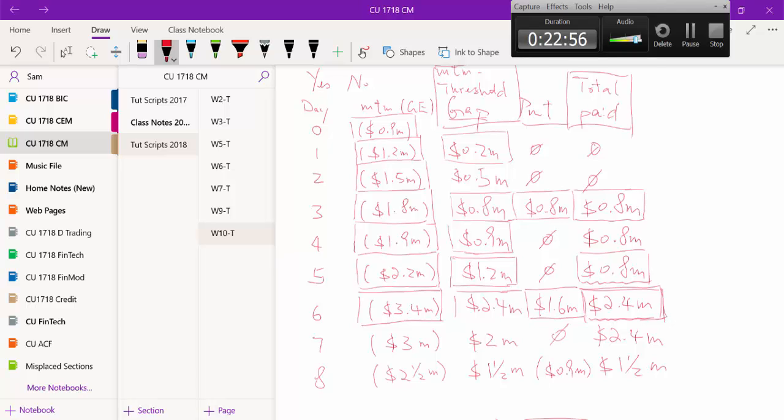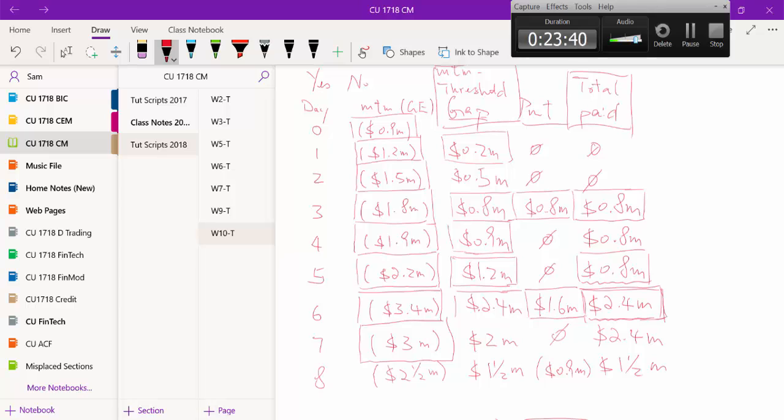Let's imagine on day 7, things actually improved a little bit. So now the mark-to-market is minus 3, not minus 3.4. So strictly speaking, the mark-to-market to threshold gap is 2 million. So they only need to put 2 million in JP Morgan's account. Well, they have 2.4. So they can now get back 0.4 million. But they won't get that money. What's the reason for that? Because it's less than the minimum transfer, so they don't bother each other.